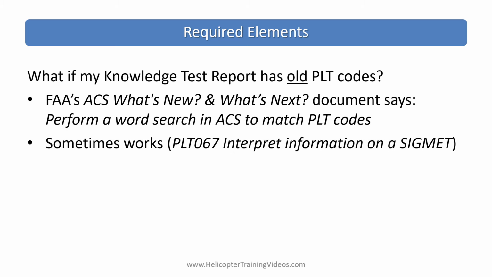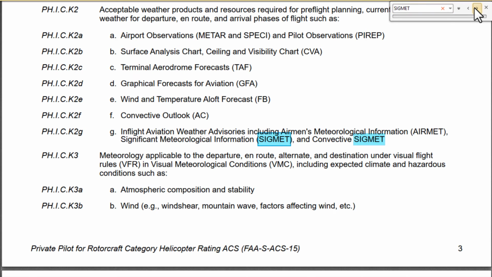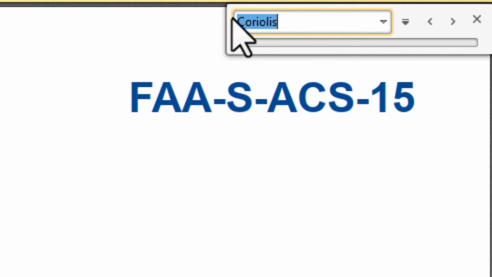Sometimes that works, like PLT067, interpret information on a SIGMET. So if you search for SIGMET, that can give you some ACS codes that would match. Sometimes not so. Here, 1927 is Coriolis effect.